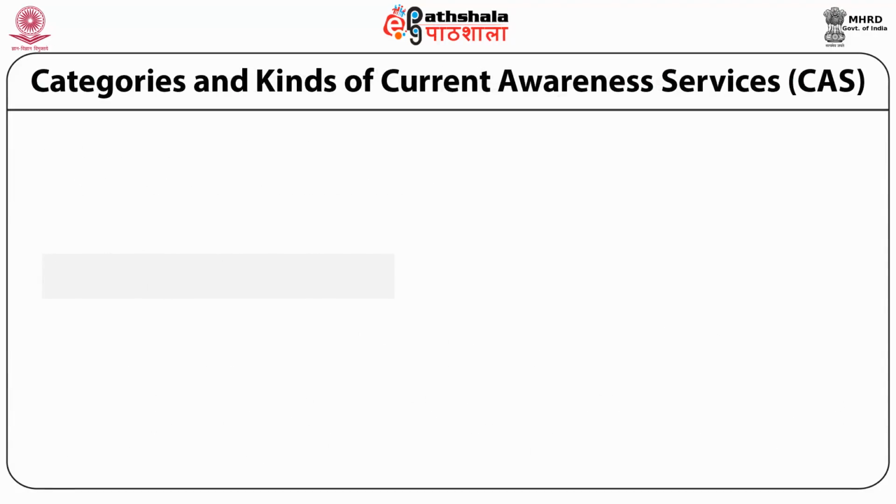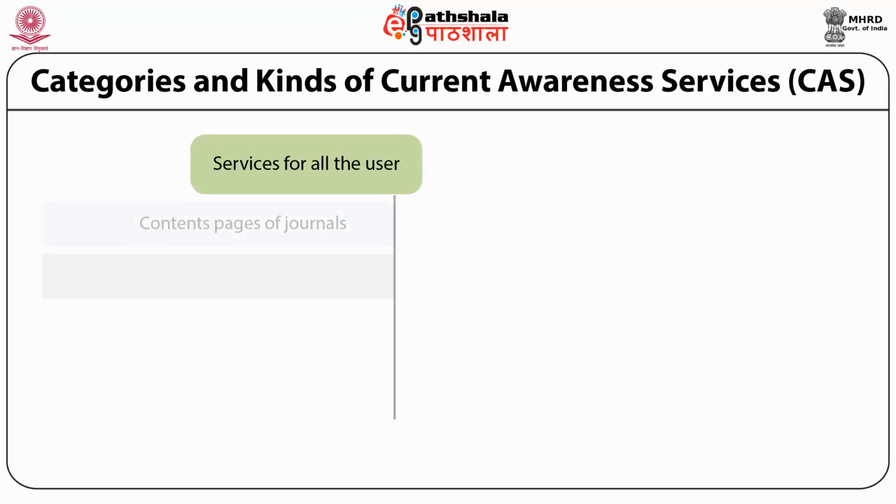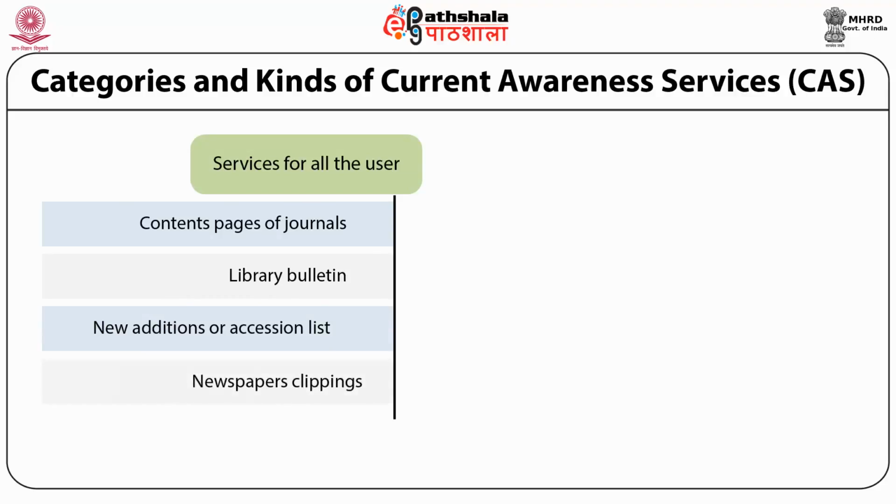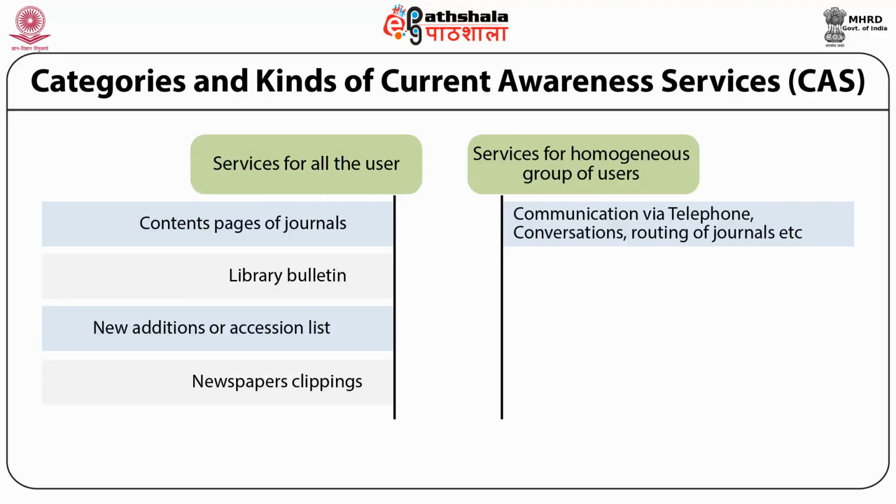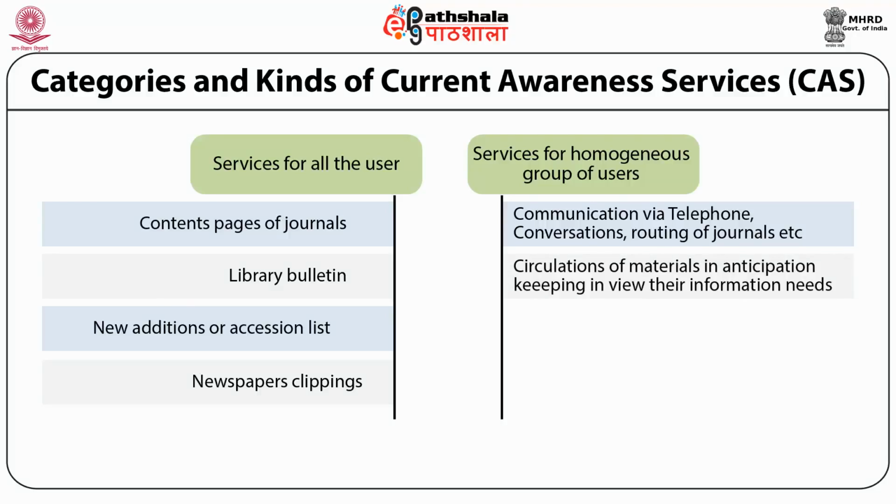Categories and kinds of current awareness service. There are generally two kinds of CAS. Number one, services for all the users, which include contents pages of journals, library bulletin, list of new editions or accession list, newspaper clippings, and routing of periodicals. Secondly, services for a homogeneous group of users, that is, having the same interest. These may include communication of information to individuals or groups through various means such as telephone, conversation, routing of journals, etc. These may also include circulation of materials in anticipation to individuals, keeping in view their information needs.